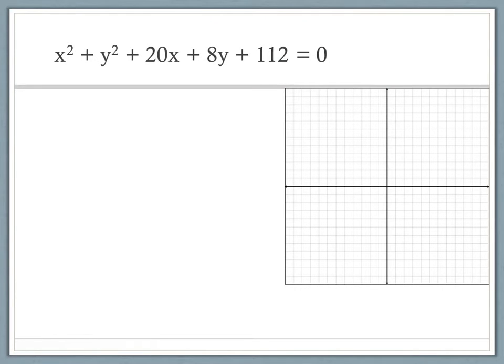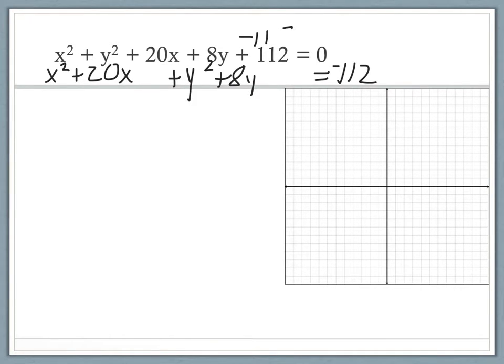So for this one, we can't just graph this. We have x squareds and x's, y squareds and y's. We didn't have that previously, so we can't just graph this using h, k and our radius. So the first thing I need to do is get my x's and y's on the same side and my number on the other side. So I'm going to have x squared plus 20x, and then I'm going to leave some space, plus y squared plus 8y, leave some space, equals negative 112, because I would have to subtract this 112 to get it over to the other side.